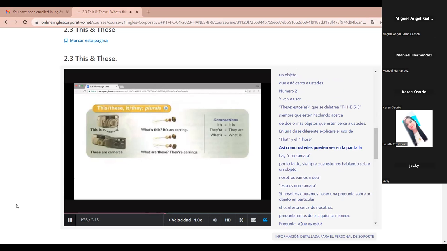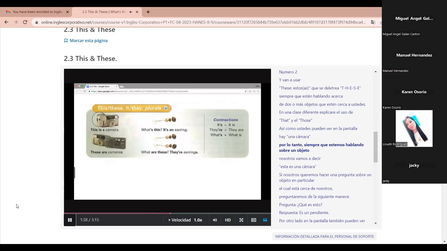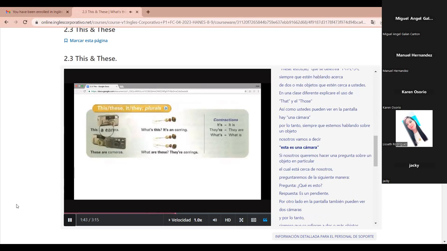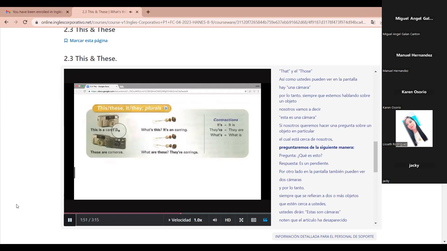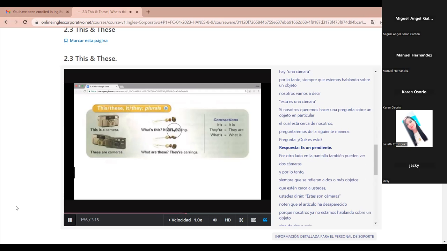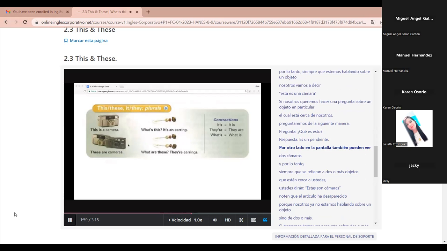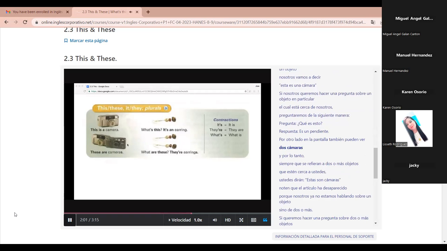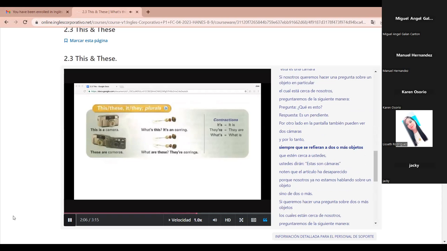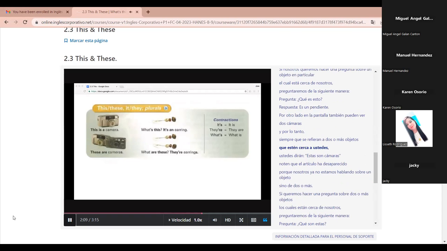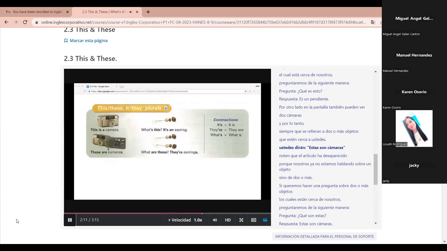So as you can see on the screen, there is a camera. And therefore, whenever we talk about one object, we're going to say, this is a camera. If we want to ask a question about a particular object which is near to us, we will ask in the following way: What's this? It's an earring. On the other hand, on the screen, you also see two cameras. And therefore, whenever you refer to two or more objects which are near you, you will say, these are cameras.